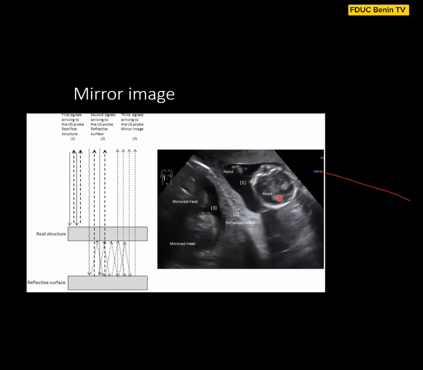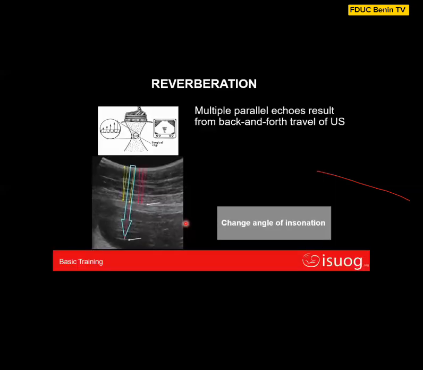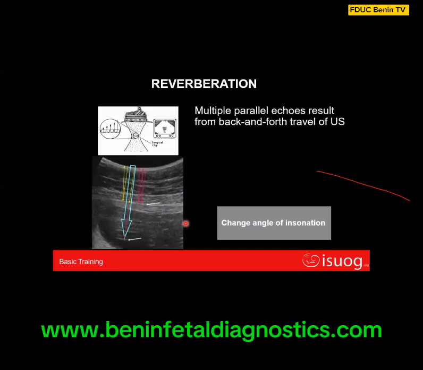Then vibration artifacts. These are usually seen in fluid when there are multiple parallel echoes.